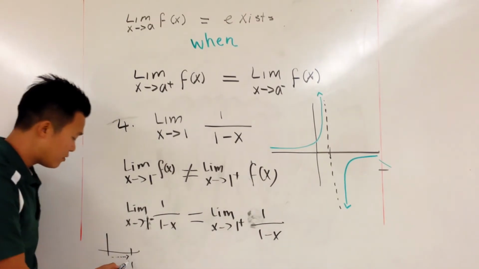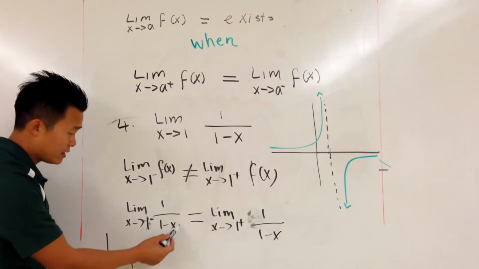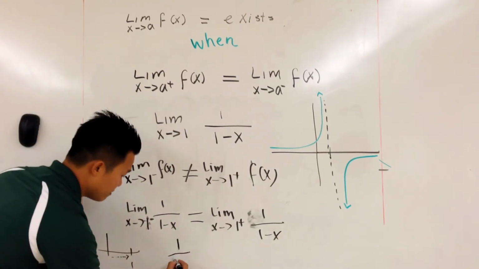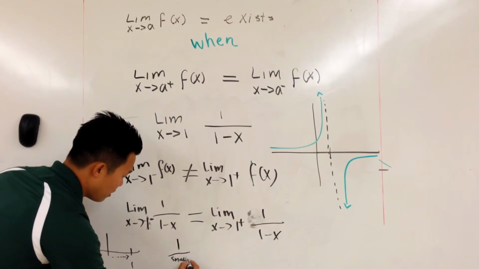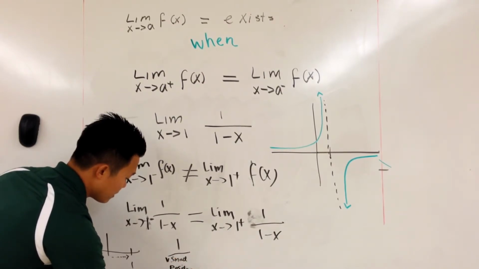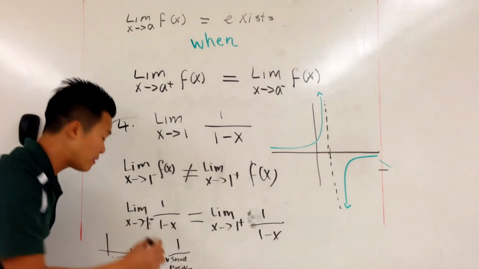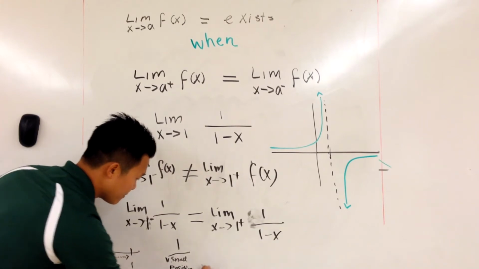So when you plug in a value that's close to 1, this number right here will be 1 over a very small positive number. And when you take 1 divided by a very, very small positive number, you actually get infinity.